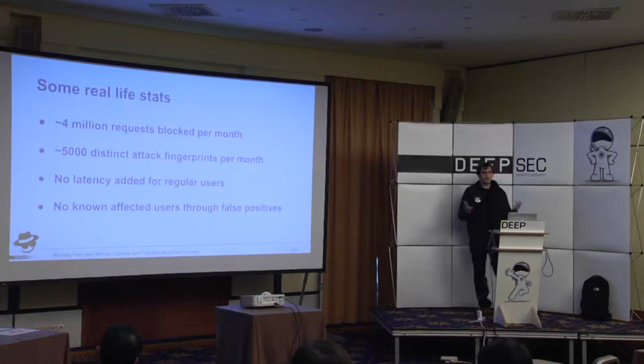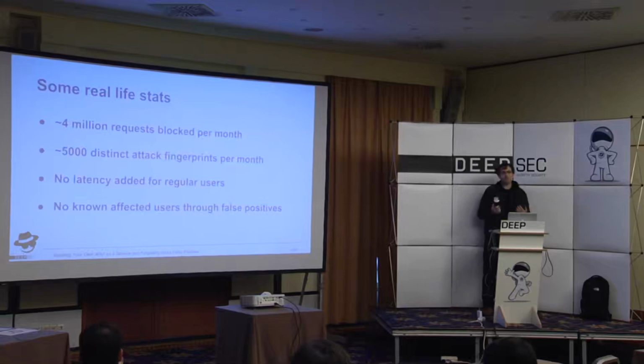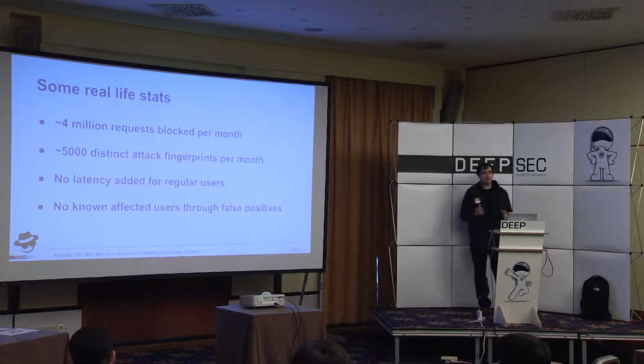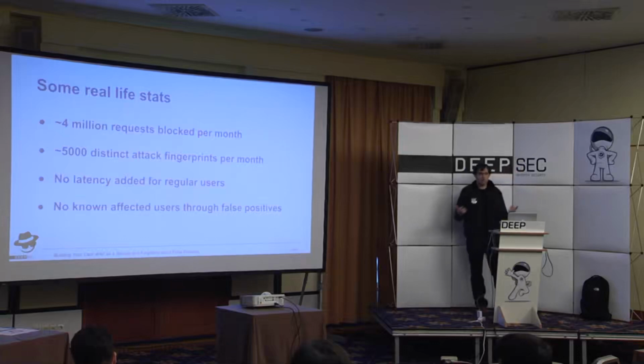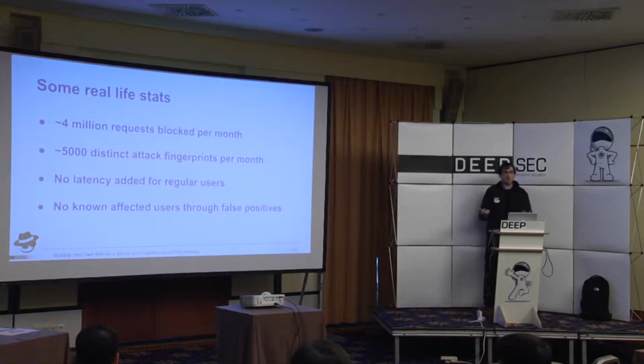So to give some statistics on this, we're talking about 4 million requests blocked each month, about 5,000 distinct fingerprints, which are automatically detected and then blocked. No latency added for regular users, and as far as we know, and we check and we have review systems, no known affected users through blocking false positives.